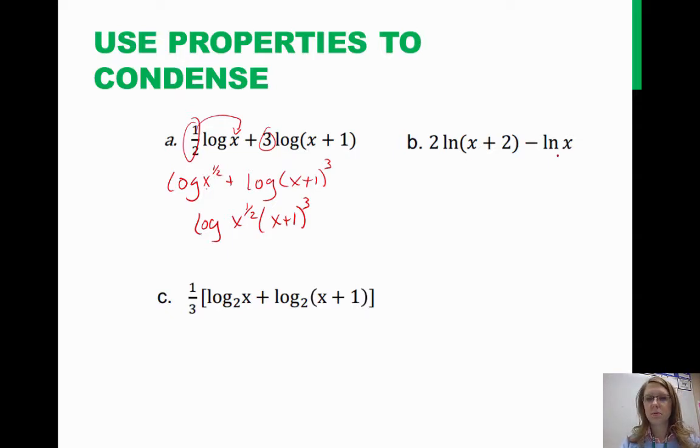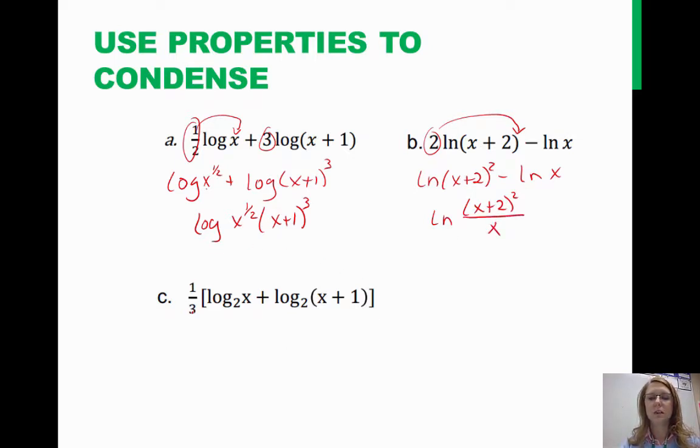Now let's look at this one. This is out front. I can move it to a power right here. So this will be natural log of x plus 2 to the second, minus natural log of x. Because this is a minus, I'm actually dividing. So my final product will be x plus 2 squared over x.